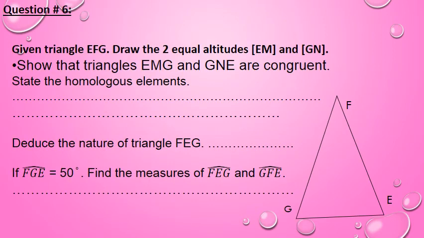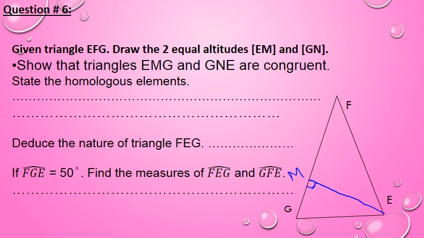The last question in our revision sheet is a geometric question. Given triangle EFG, draw the two equal altitudes EM and GN. First, we should draw an altitude. Its name is EM. From which vertex is this altitude issued? From vertex E. What do we use to draw an altitude? We use a set square. What is the name of this altitude? It's EM. Always when we draw an altitude, we make a right angle which is 90 degrees, okay?